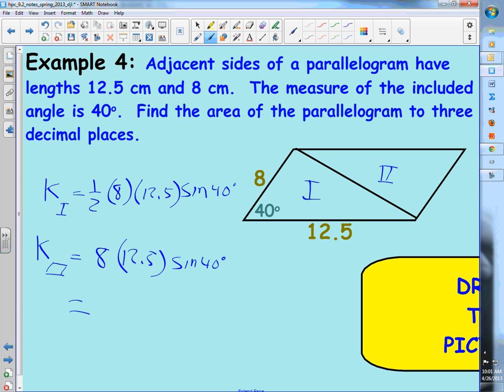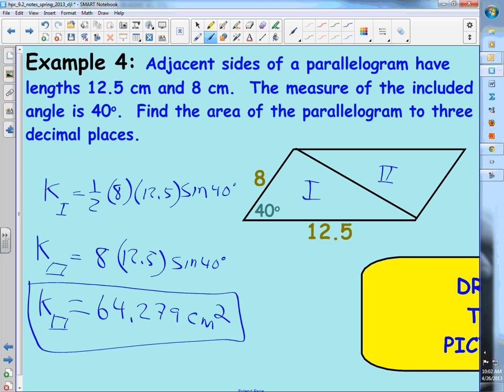We could just square root it. Then there's no need to square root. What do we get here? 279 centimeters squared. Make sure you have the right labels. I hate taking a half point off.